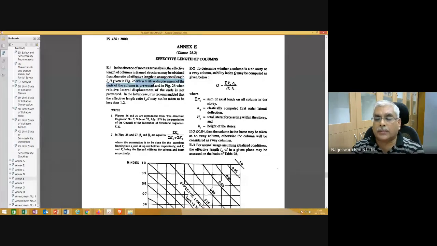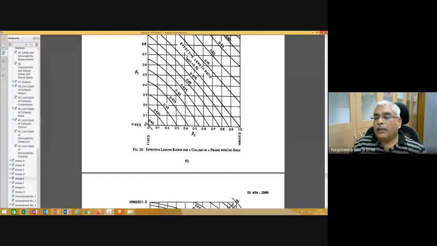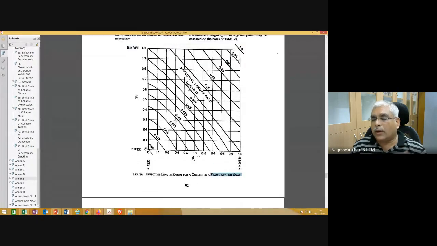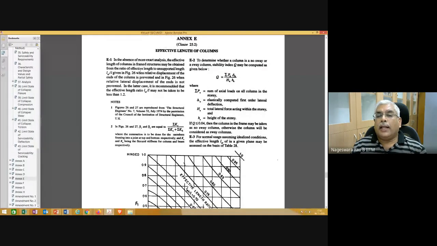When the relative displacement between the two ends is prevented, that is no sway. That is the meaning of no sway. There is no relative lateral displacement between the two ends. When relative displacement of the ends of the column is prevented, for that case, make use of figure 26.